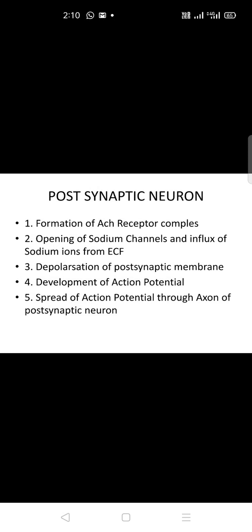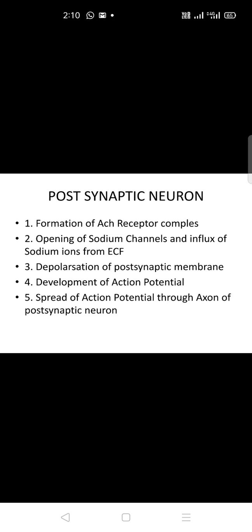Now what happens in the synaptic cleft? So passage of acetylcholine into the synaptic cleft. Then this ACH binds with the receptors present in the postsynaptic membrane. So now what happens in the postsynaptic neuron? There is a formation of the ACH receptor complex, that is, the ACH binds with the receptors present in the postsynaptic neuron. Then there is an opening of sodium channels and influx of sodium from ECF.